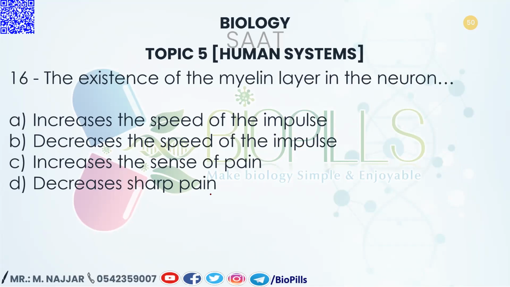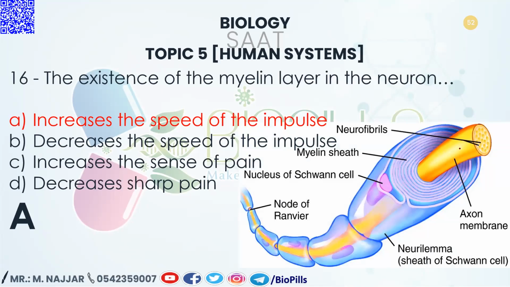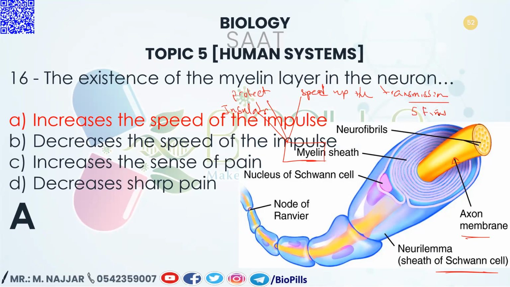To extend the explanation, here is the axon of the neuron, and some axons are myelinated. What is the meaning of it? They are covered by cells known as Schwann cells. Those cells secrete a fatty substance known as myelin. This myelin sheath plays a lot of roles. Number one, it protects. Number two, it insulates. Number three, it speeds up the transmission of the nerve impulse 5 times faster. So the speed of nerve impulse transmission in a myelinated axon is 5 times faster than in non-myelinated axons.